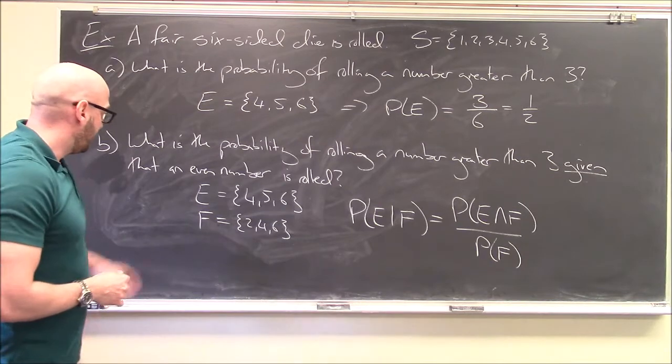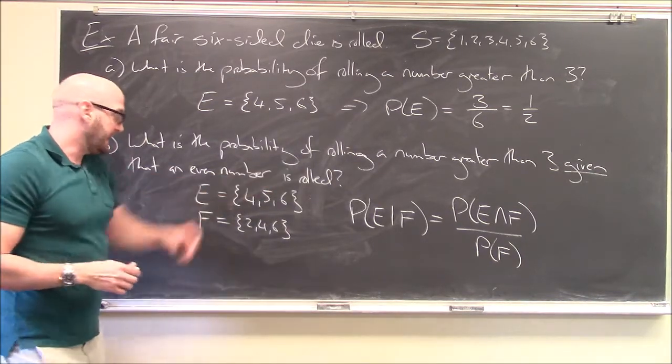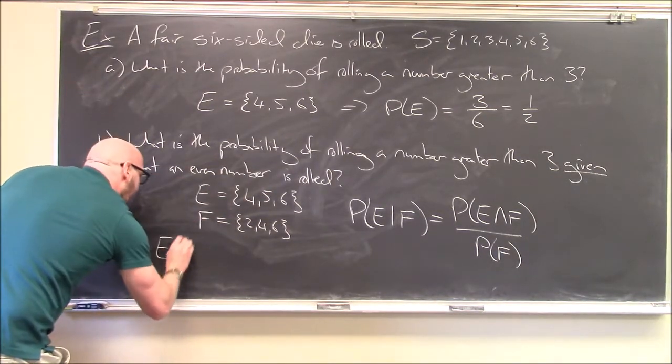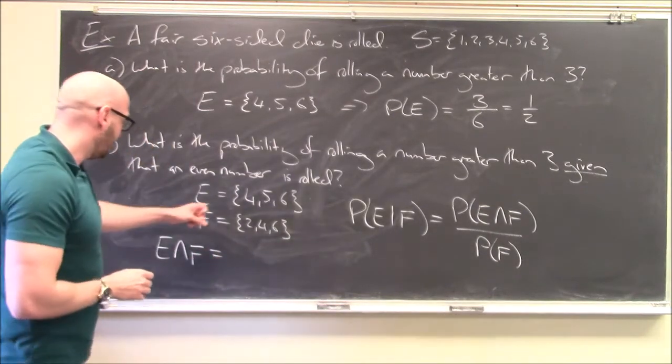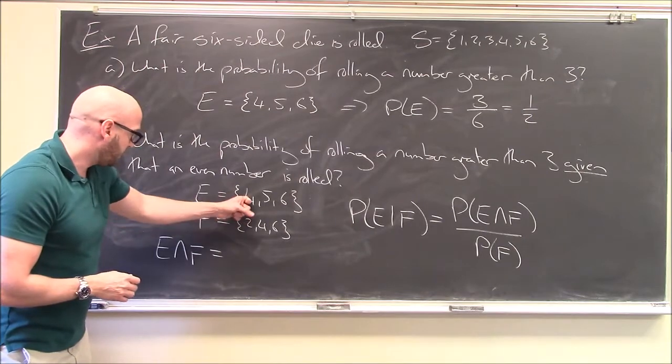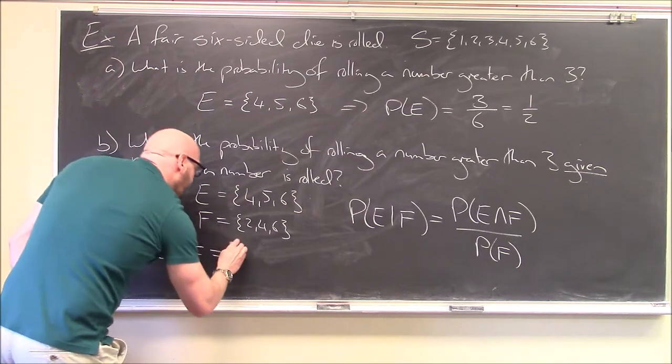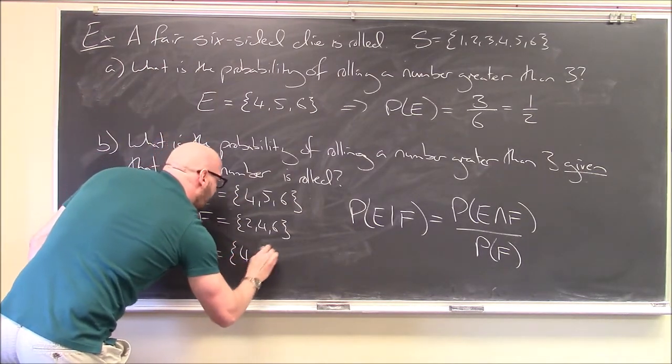So there's a problem here, is I haven't looked at the event E and F, so let's do this really quickly. E intersect F is what? What's the intersection of these two events? We've got 4 common to both of them, and 6. So this is 4 and 6.